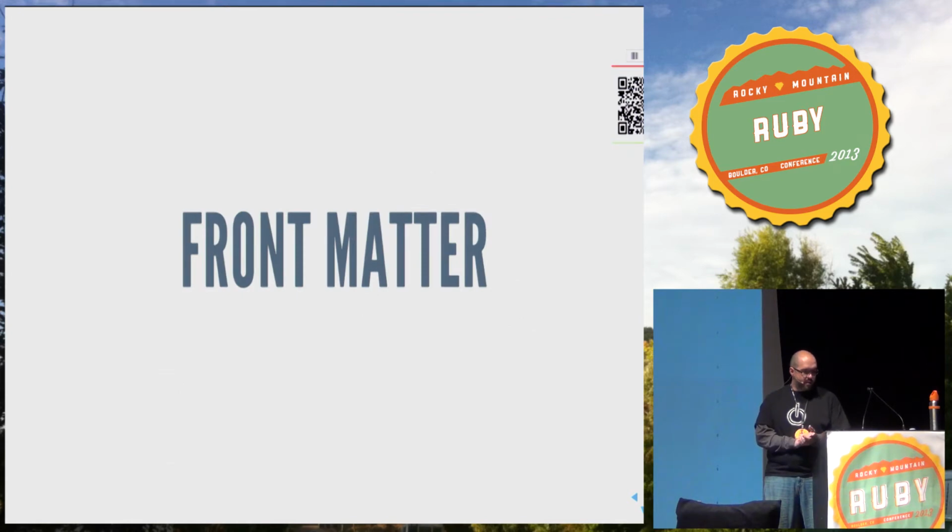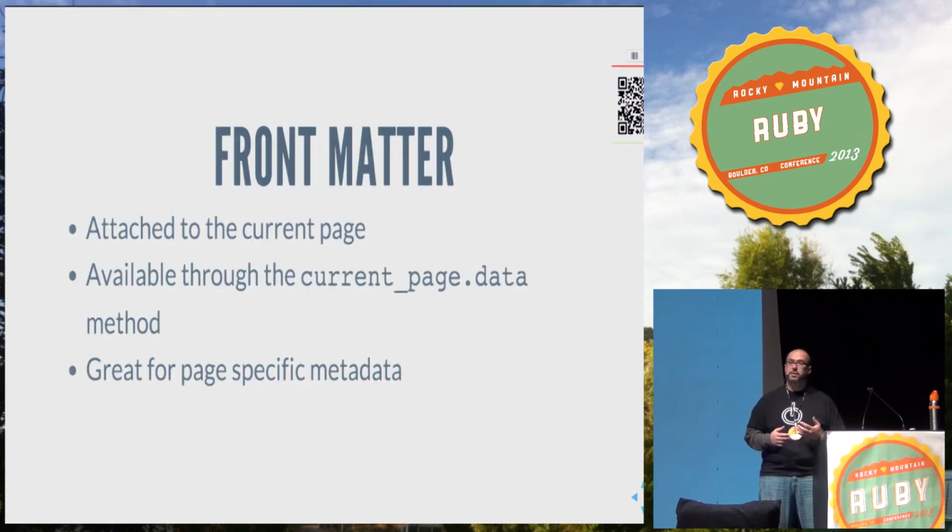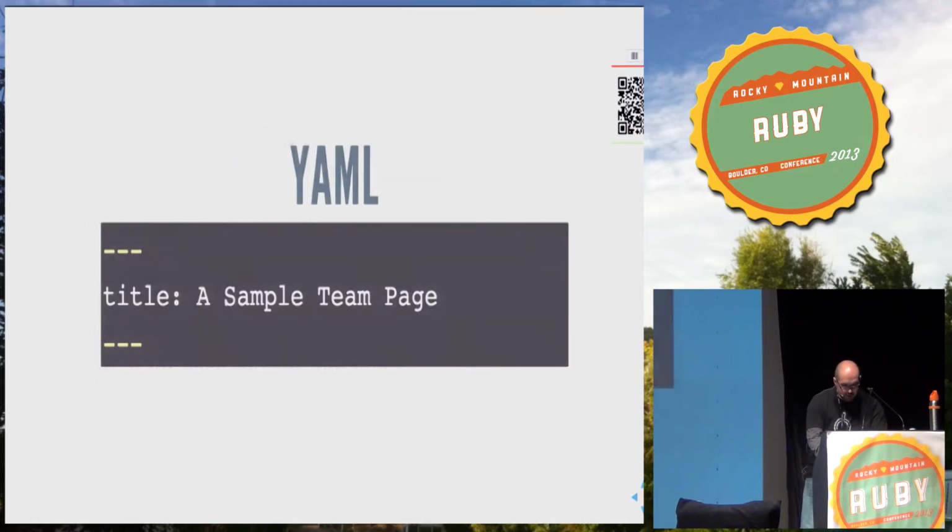Middleman has some ability to provide some data. So there's a front matter. The front matter is great. It's kind of metadata for your page. You just look at the current page. What is running right now? You can get to it via a helper called current page, and the helper has a method called data. And this is what it looks like.